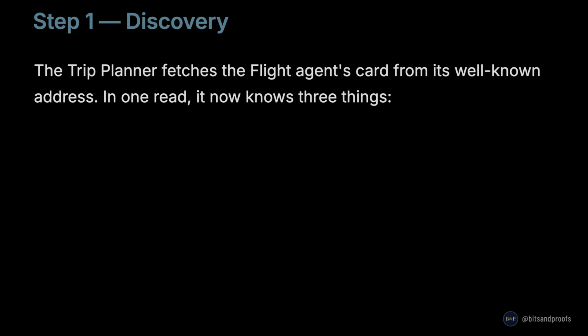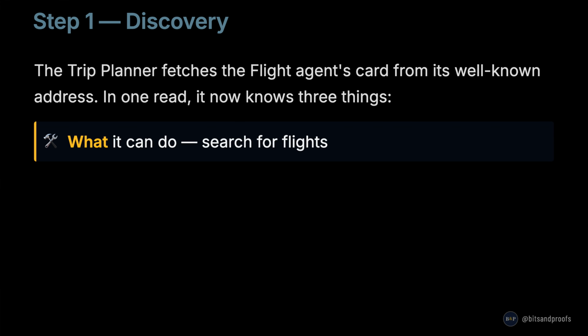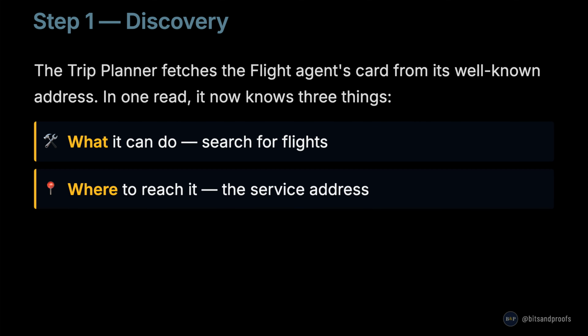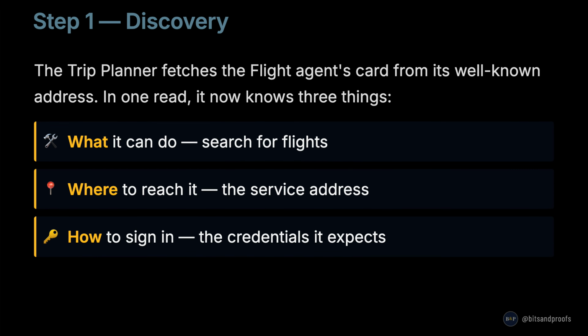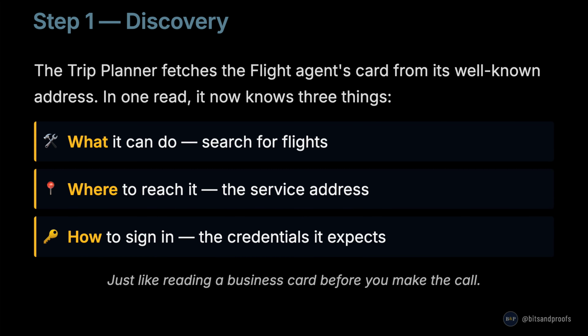Step 1 is discovery. The trip planner fetches the flight agent's card from that well-known address. In a single read, it now knows three things. First, what the agent can do. In our case, search for flights. Second, where to reach it. The service address from the card. Third, how to sign in. The credentials the card says it expects. It is just like reading a business card before you make the call.